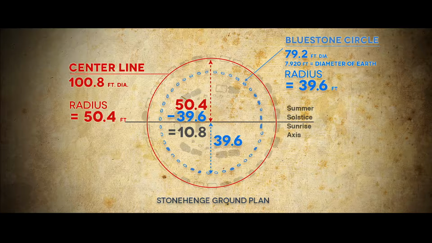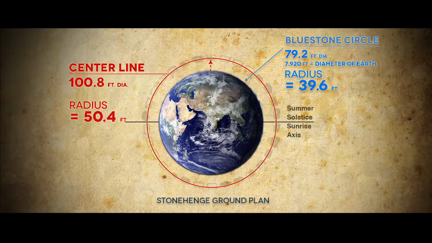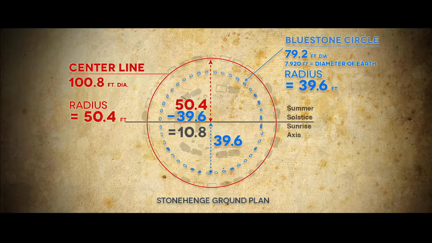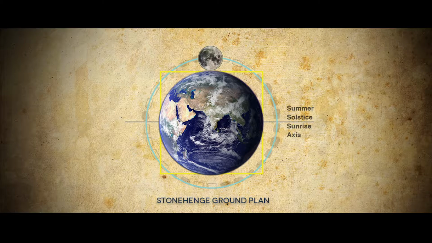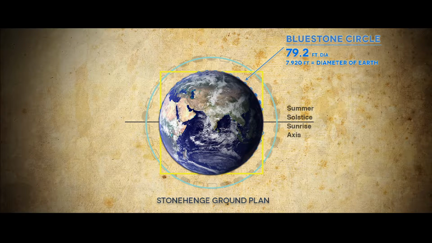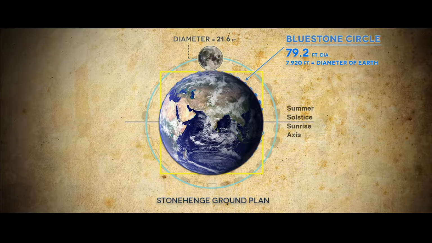Well, remember, the moon has a radius of 1,080 miles. So what you have here is that if you use this as the radius of the Earth, then this is the radius of the moon. So you draw a circle on this, and now you have the Earth-Moon proportions exactly laid out. So that's what you see here in this squaring of the circle exercise that provides us with the ground plan of Stonehenge. We find that this circle is 79.2 feet, and this circle is 21.6 feet in diameter. So it relates exactly as the Earth-Moon.